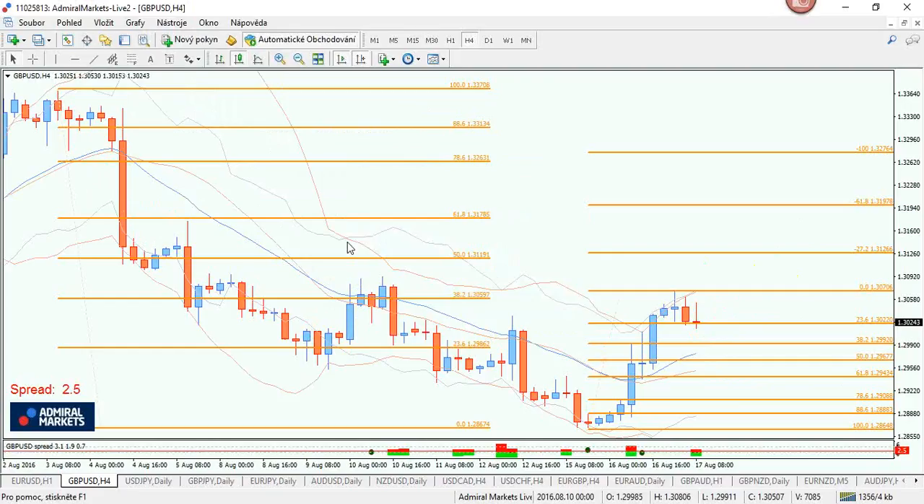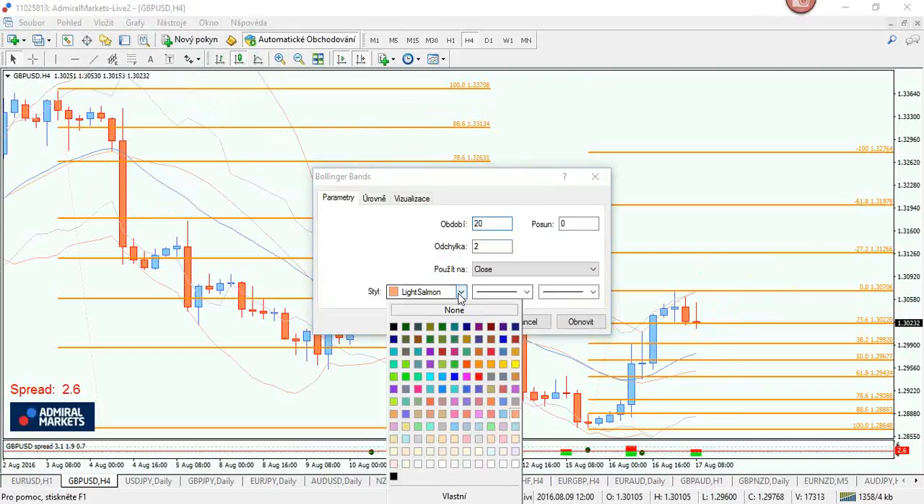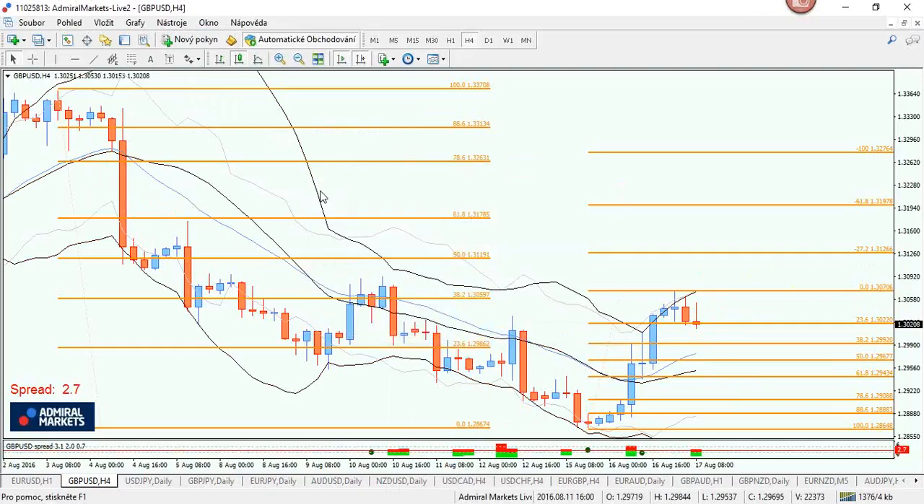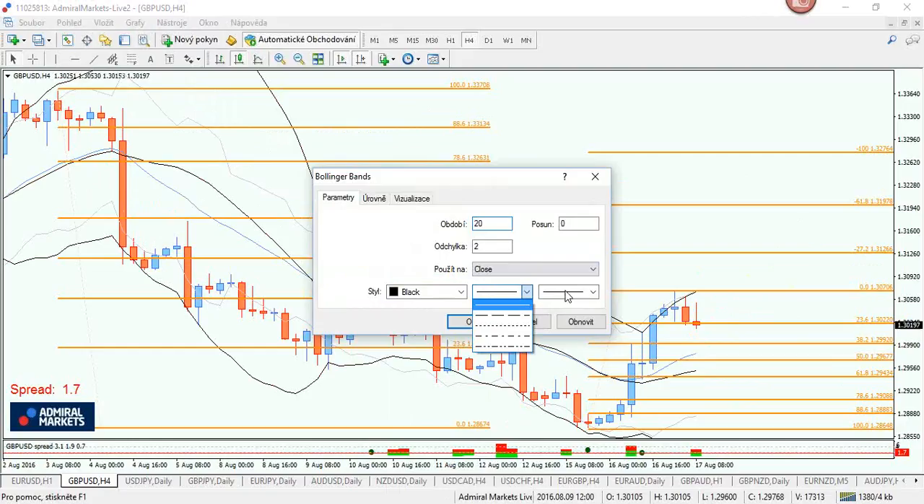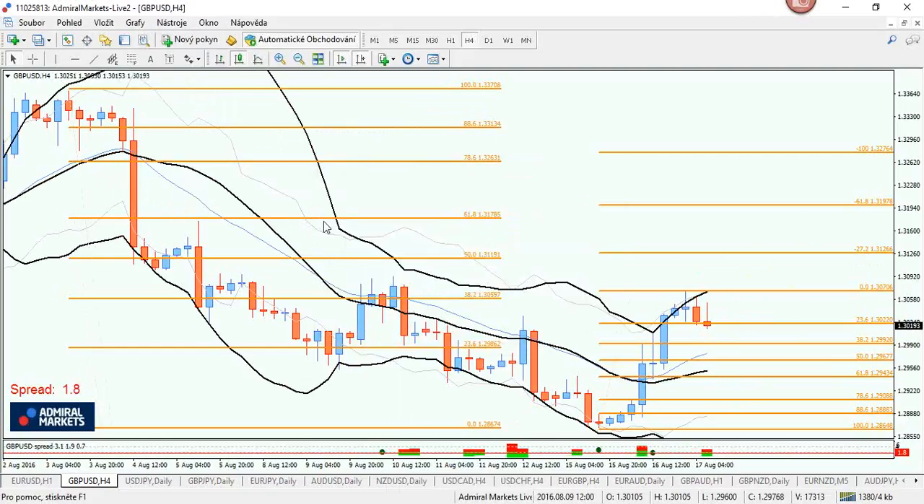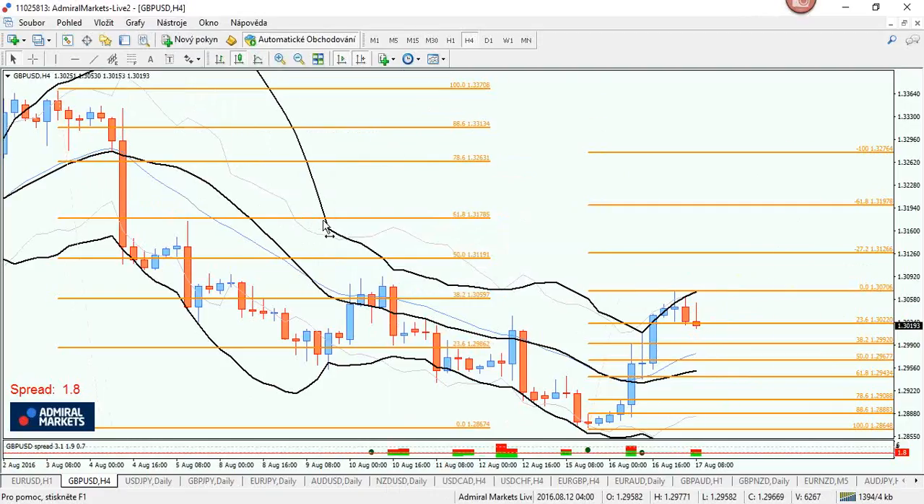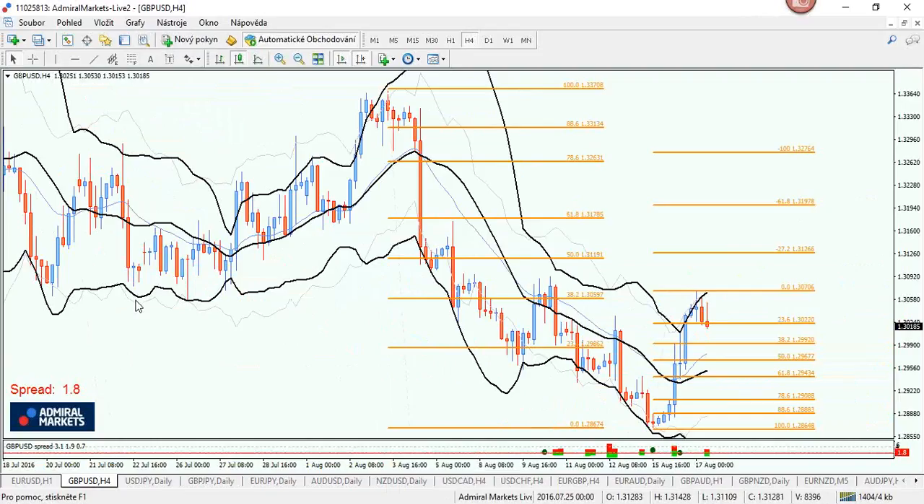All right. Let me change the color to make the difference more apparent. Let's go with, I don't know. Hang on. All right. So let's take a look.